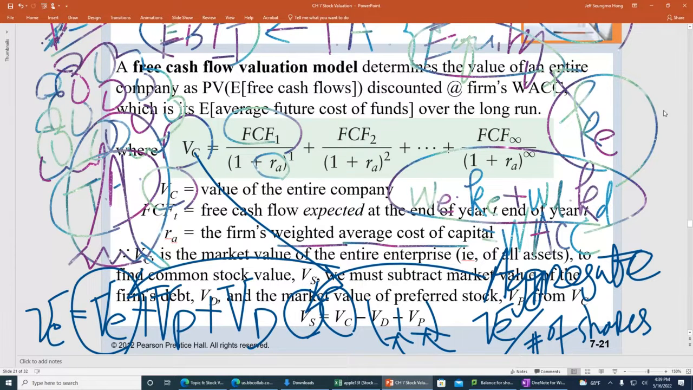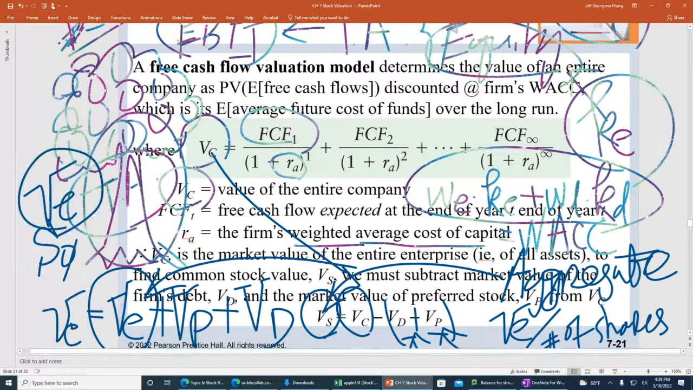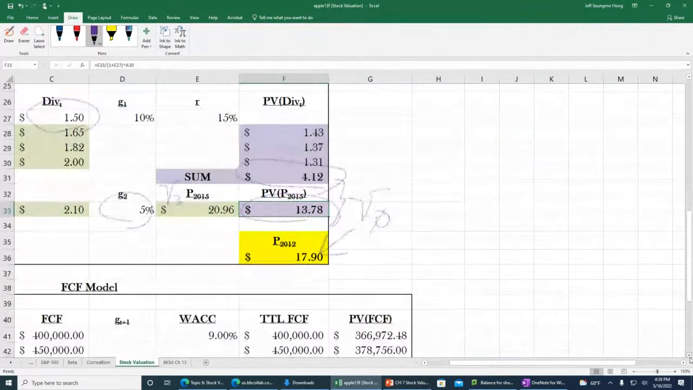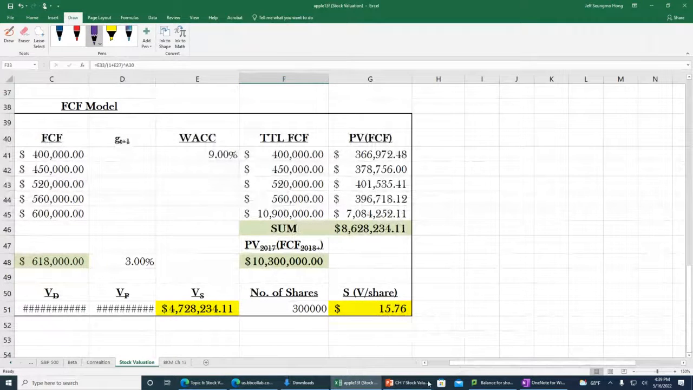So this is another reason why I'm also using the symbol S0, because VE is the aggregate value of the equity. So if you want only the per share price, you'll have to divide it by the number of shares, right? So basically, this is the solution that is matching this example.